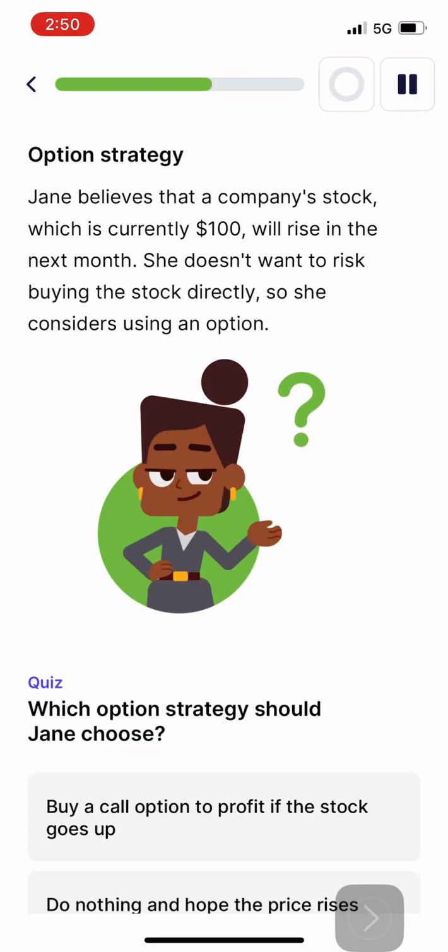Quiz question. Jane believes that a company's stock, which is currently $100, will rise in the next month. She doesn't want to risk buying the stock directly, so she considers using an option. Which option strategy should Jane choose? Should she buy a call option to profit if the stock goes up, do nothing and hope the price rises, buy a put option to protect against a price drop, or sell a call option to collect premium?